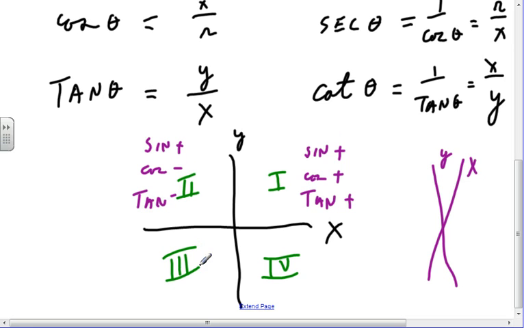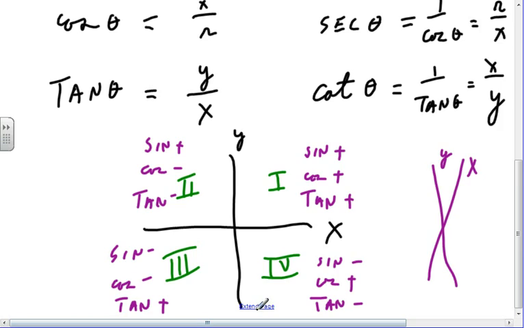I look in the third quadrant. Sine is negative. Cosine is negative. Tangent is positive, because I have a negative x, negative y, so the tangent's going to be positive. Fourth quadrant. The sine is negative. The cosine's positive. The tangent is negative. So, all right, that's something I got.